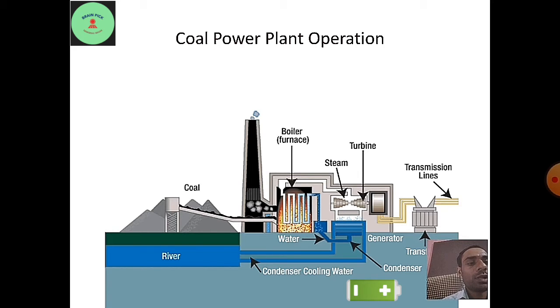So after that, electricity is passed to the transformer, which steps up electricity, that is electric voltage, to higher level, and then it is transmitted, and after that transmission there is distribution, and then consumer.